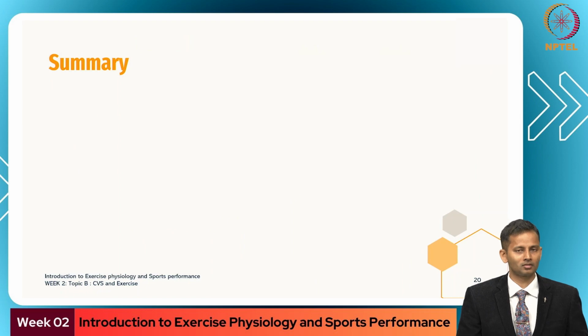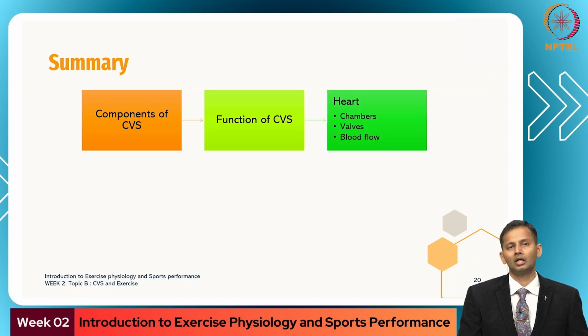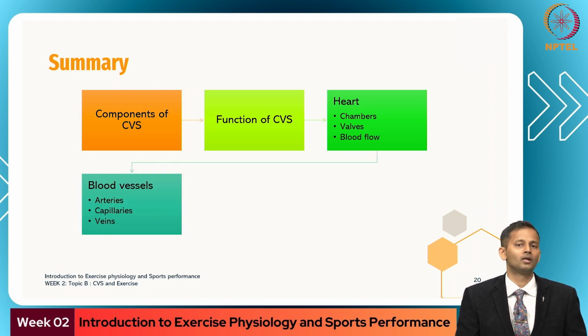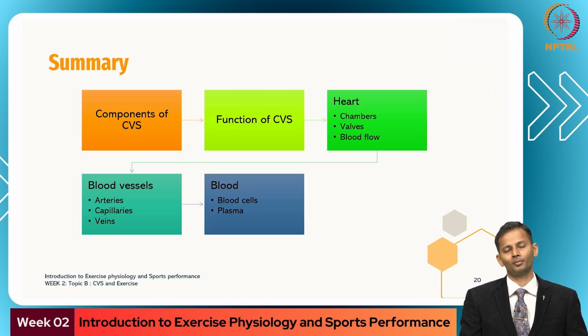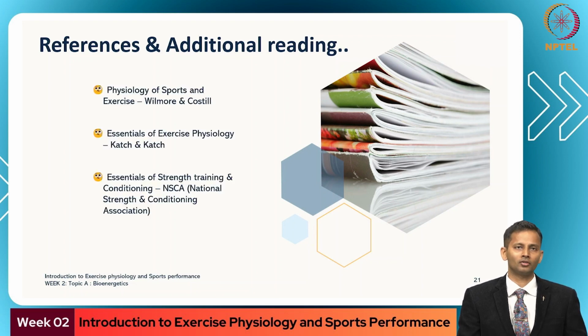So to summarize part 1 of this session, we discussed various components of the cardiovascular system, the function, the chambers and the valves and the blood flow which happens in the heart, the different types of blood vessels and the components of blood and their function. If you want additional in-depth knowledge about this, you can also refer to the standard textbooks. Thank you.